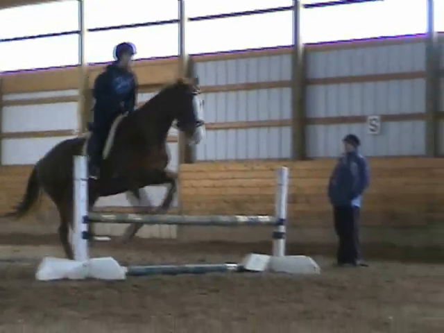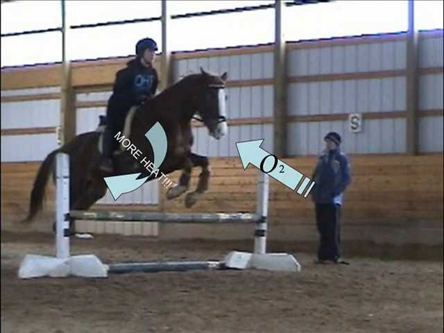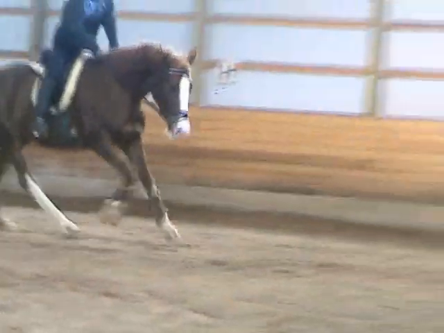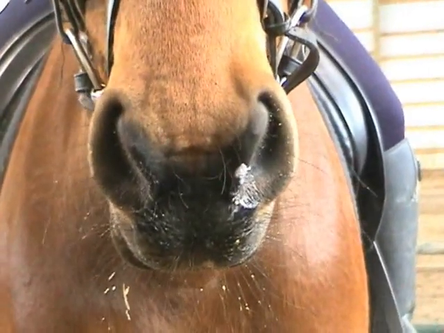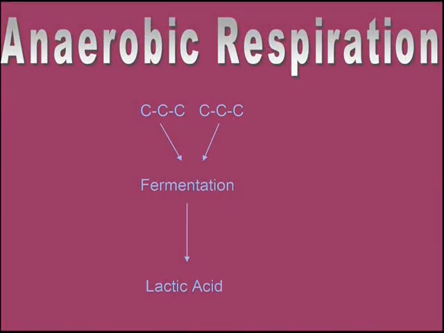As the horse works, it needs more energy, so it needs to take in more oxygen, which means it's giving off more heat and more energy. This is why a horse sweats more after a workout, because it's creating more water and more heat, and why it breathes harder, because it needs to take in more oxygen and put off more carbon dioxide.